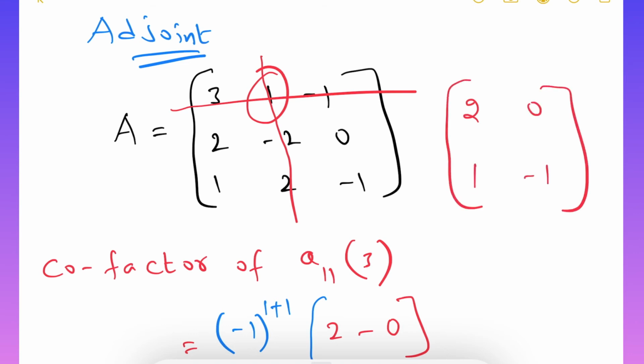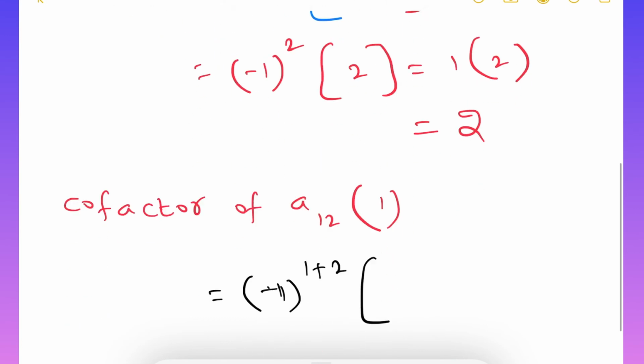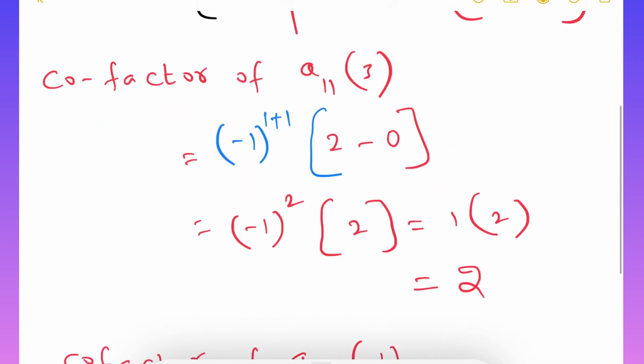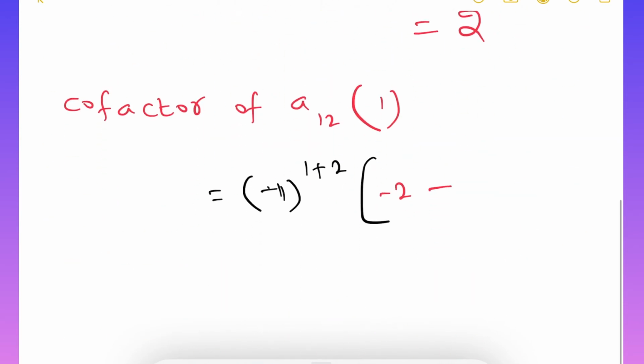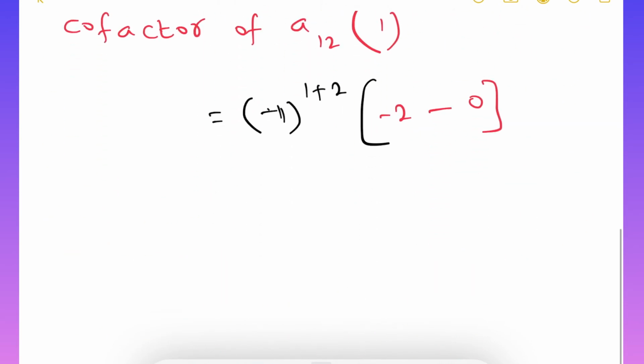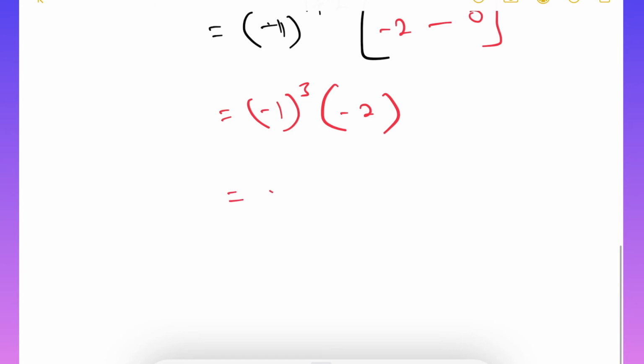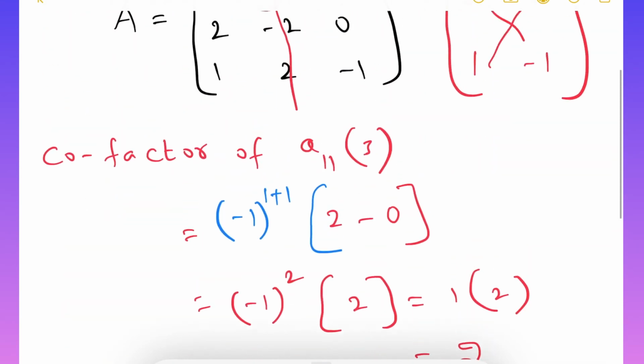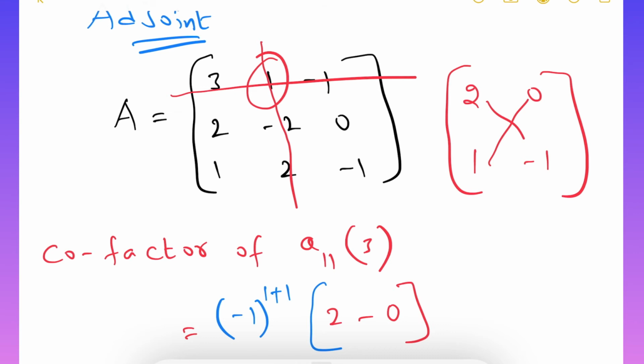Now let us find the cofactor of this. Sorry, determinant of this. 2 into minus 1, it is minus 2. Minus 1 into 0, 0. So we get minus 1 whole power 1 plus 2, 3 into minus 2 minus 0, minus 2. Minus 1 whole power 3, minus 1 into minus 2. Minus 1 into minus 2, it is plus 2. So we got the cofactor of first row second element. The same way, let us find the cofactor of the first row third element.